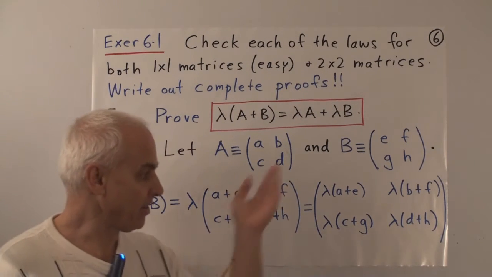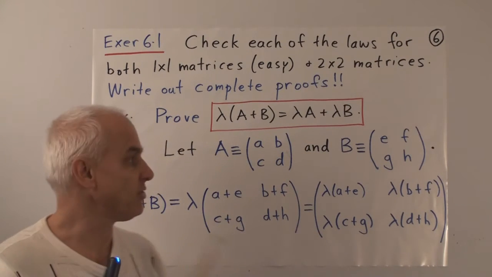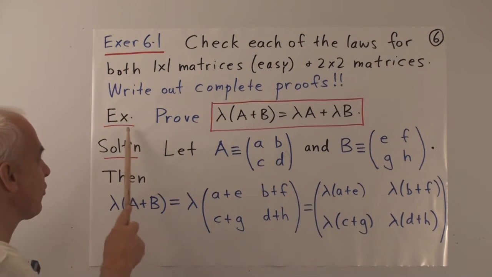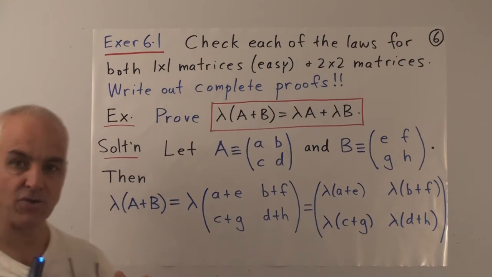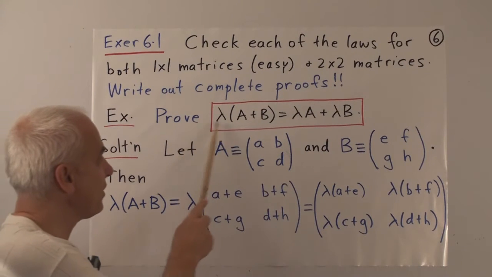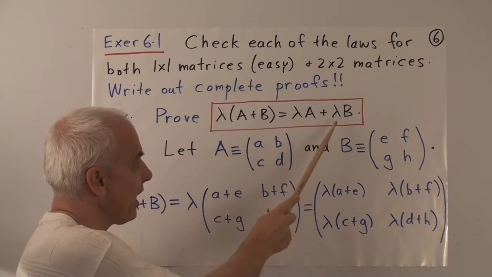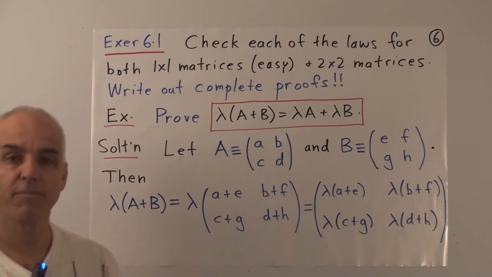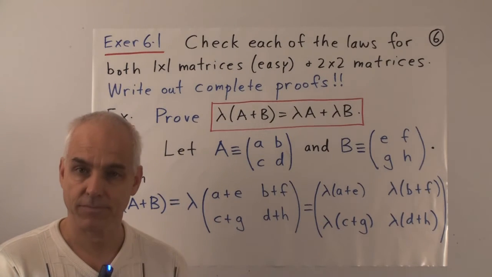So, I'm going to give you some examples to show you what I mean. Okay, so let's prove one or two of the laws. And we're going to prove them in the 2-by-2 case, which is a little bit more non-trivial. So here's one of the distributive laws. It's that lambda times (A plus B) equals lambda A plus lambda B. We want to prove that this law is correct for 2-by-2 matrices.